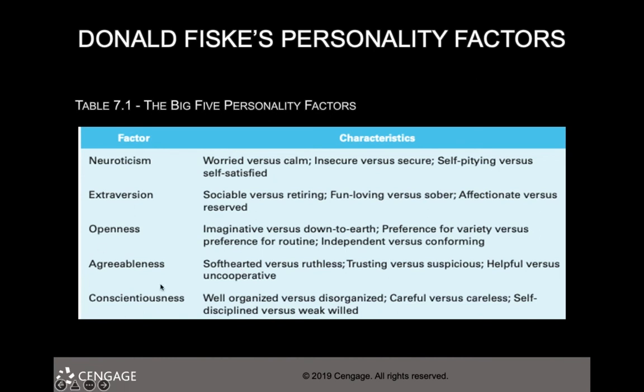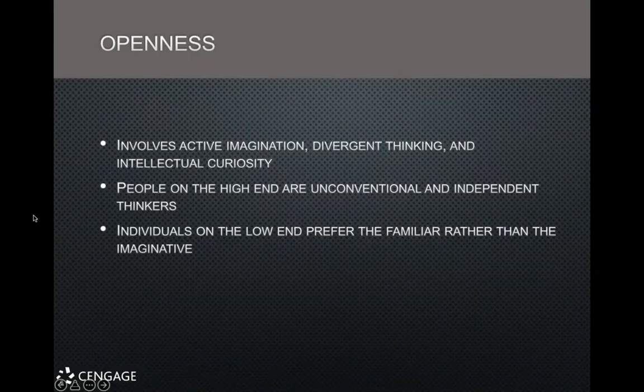And conscientiousness consists of well-organized versus disorganized state of mind, careful versus careless, self-disciplined versus weak-willed. So in short, you could remember these traits with the OCEAN acronym: openness, conscientiousness, extroversion, agreeableness, and neuroticism. So let's look at each one more carefully. What is openness?